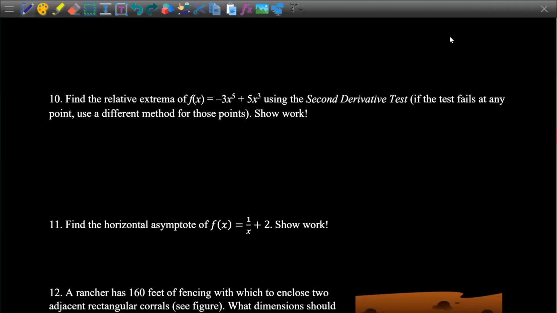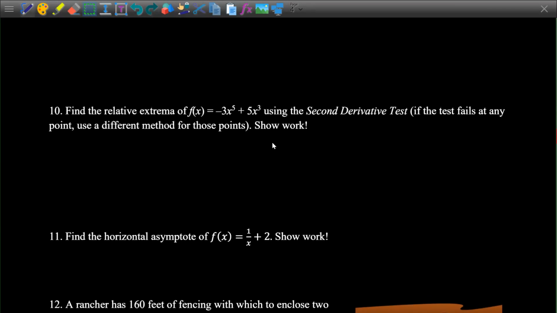Okay, number 10, find the relative extrema of the function given there using the second derivative test. And by the way, I recommend that you put this into a graphing calculator just to get at least a little bit of an idea of what to expect. Hopefully you can figure out how to zoom in or out in order to see enough detail to get a good idea of what to expect.